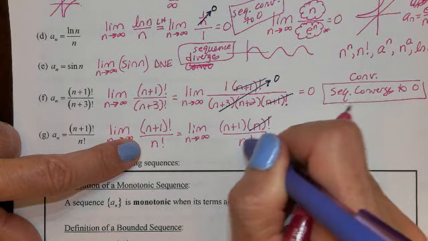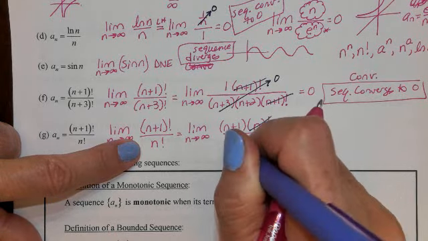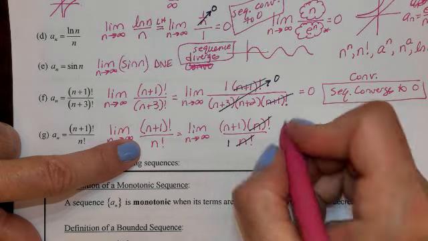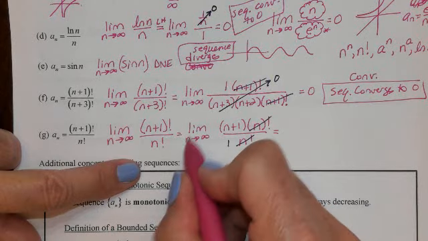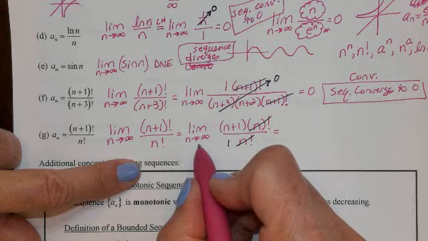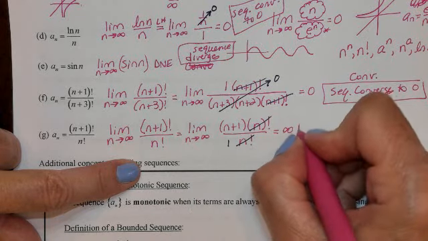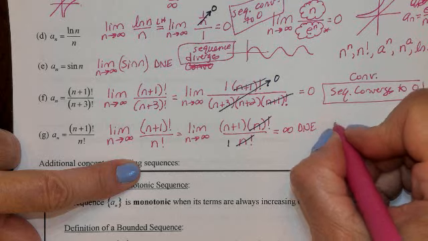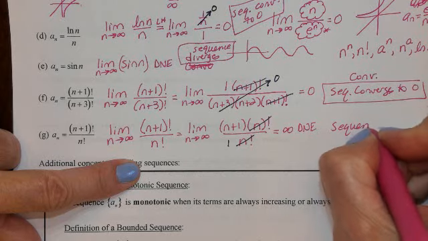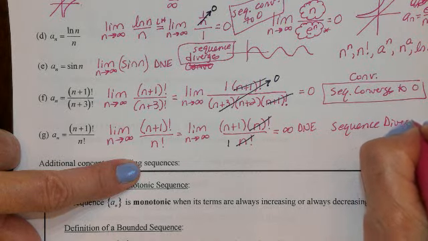Reduce what I have. It leaves a 1 on top, on the bottom. Now let n go to infinity. As n goes to infinity, I have infinity over 1, which is infinity. This does not exist. So the sequence diverges.